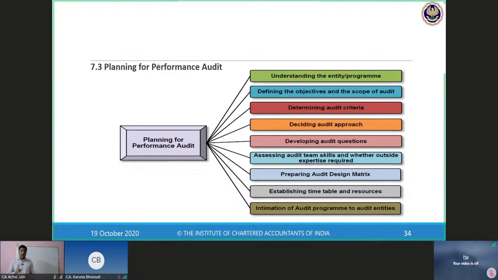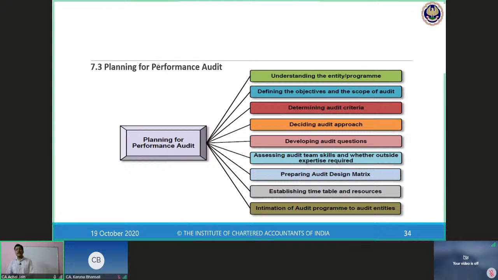First of all, understanding the entity. Now, this is something which is very, very important, because if you don't understand the entity, if you don't understand the program, can the audit be really performed? No. So the first step will be what? To understand the entity, to understand the organization, to understand their objectives, and to understand as to why this program is required and what are the details of this program. So basically, we are now looking at the subject matter when we call this to be a program.